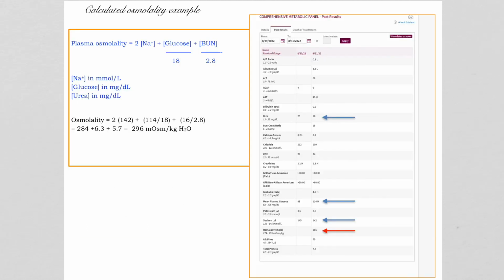So here's an example of calculating the osmolality. So we're using the Wortley equation, 2 times sodium. So let's look at the sodium concentration. And the sodium concentration is 142 for this date here, for this patient. So 2 times 142 plus glucose divided by 18. What's the glucose concentration? Let's look at glucose: mean plasma glucose concentration was just a little bit high, 114. Okay, so 114 divided by 18 to convert milligrams per deciliter into millimolar. And then the BUN on this day was 16. So 16 divided by 2.8. And if we do that, we see a calculated plasma osmolarity of 296 milliosmoles per kilogram of water.